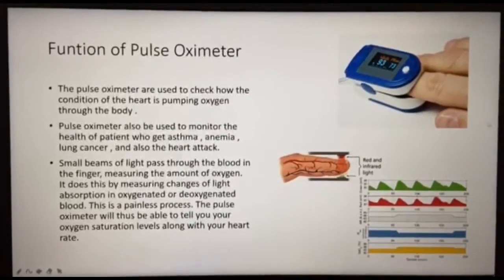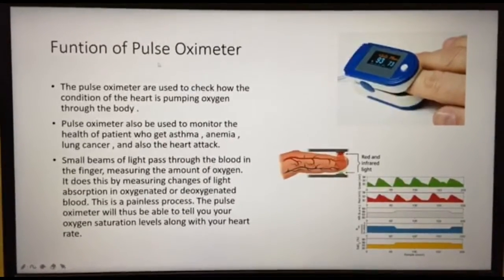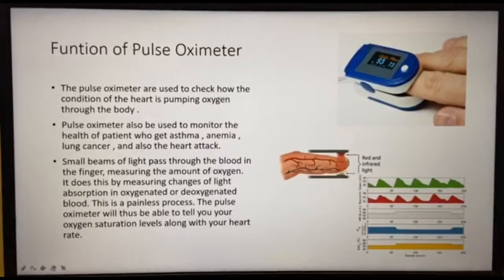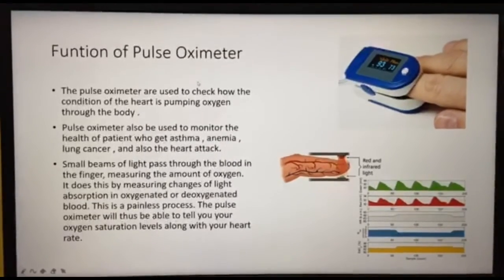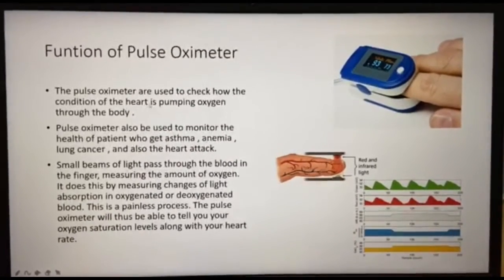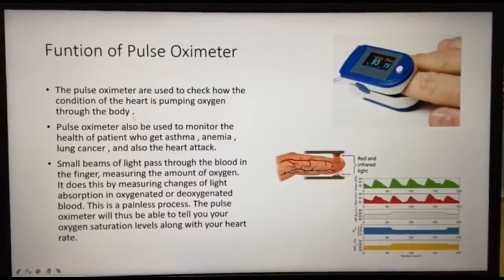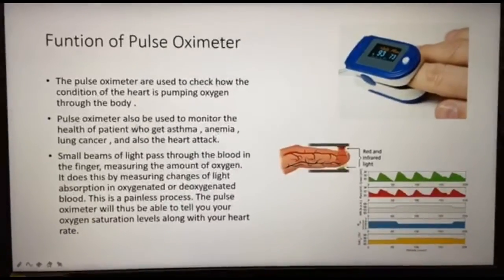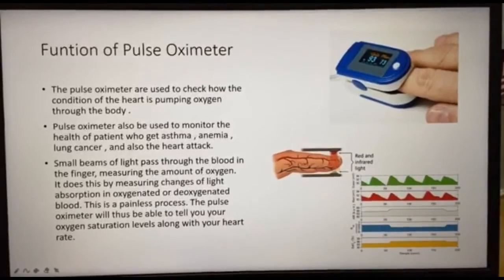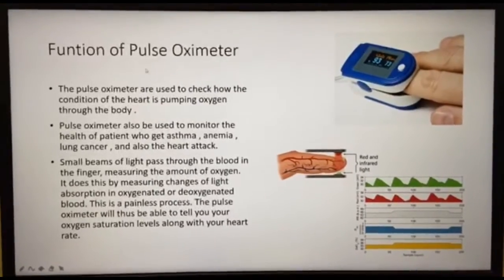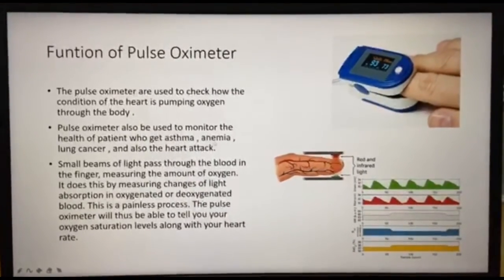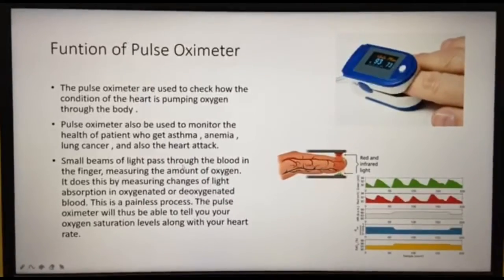Okay, kids, we proceed to the function of the pulse oximeter. The pulse oximeter is used to check how well the heart is pumping oxygen through the body. The pulse oximeter is also used to monitor the health of patients who have asthma, anemia, lung cancer, and also heart attack.